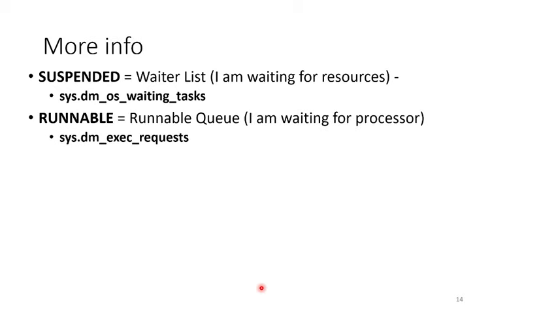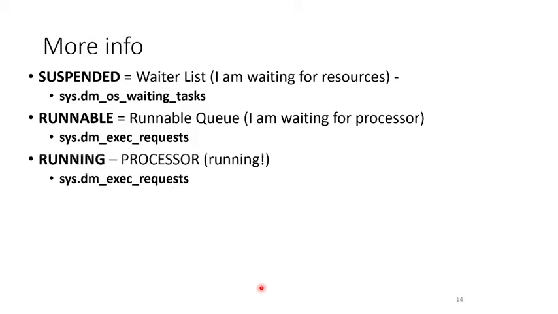Then you have resources, but you are waiting for the processor. And this is so-called runnable. So you are almost running, but still the processor is not ready for you. Some other task is running on the processor. And then you are actually running. So the processor says, okay, now we can go, I'm taking the task and I'm running it. Okay, so this is how it works.